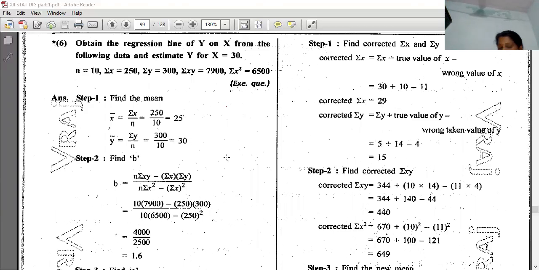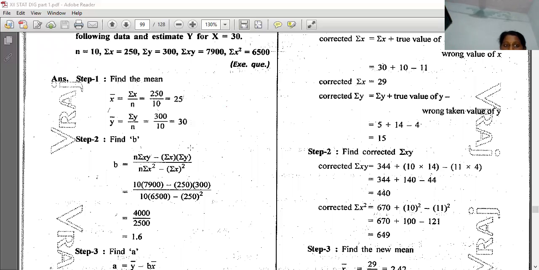Then sixth sum. Obtain the regression line of y on x from the following data and estimate y for x equal to 30. These are the information. N is given, sigma x, sigma y, sigma xy, sigma x square. So simply we have to use the formula n sigma xy minus sigma x into sigma y upon n sigma x square minus sigma x the whole square.